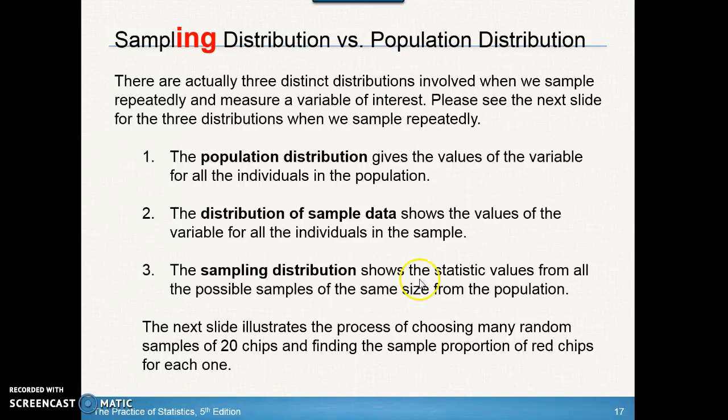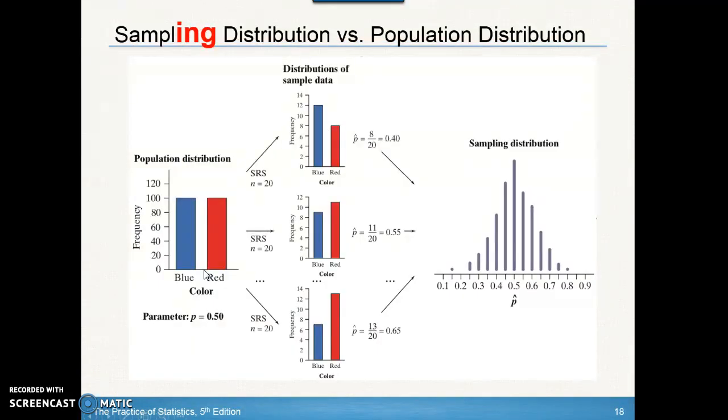And we're going to do that by the process of choosing many random samples of 20 chips, finding the sample proportion of red chips from each one. We're going to take a look at what is the difference between these 3 distributions.